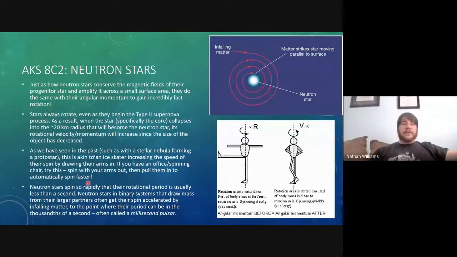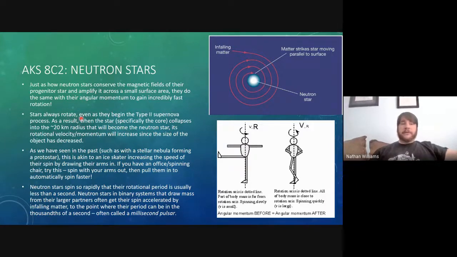Different factor here, or a different property of neutron stars. They spin around really, really fast. And so just as neutron stars conserve the magnetic field of their progenitor star and amplify it across a small surface area, they basically do the same thing with their angular momentum to gain incredibly fast rotation. Just like how there aren't really any natural objects that can compare to the magnetic field of a neutron star, same thing with the rotation of a neutron star. Nothing really rotates faster than a spinning neutron star.